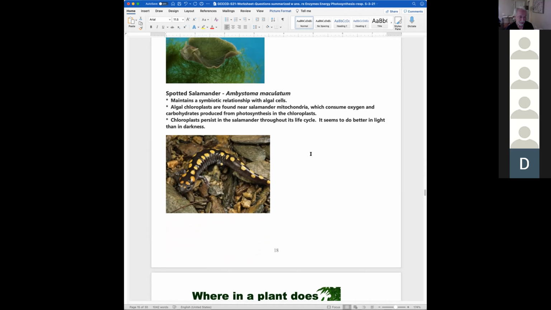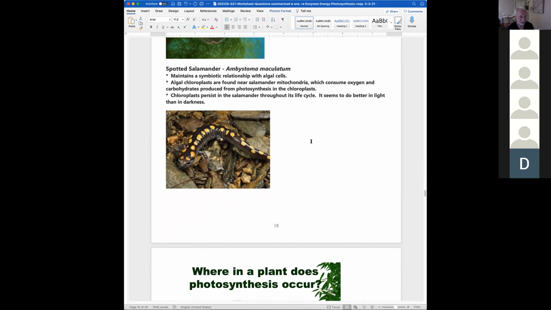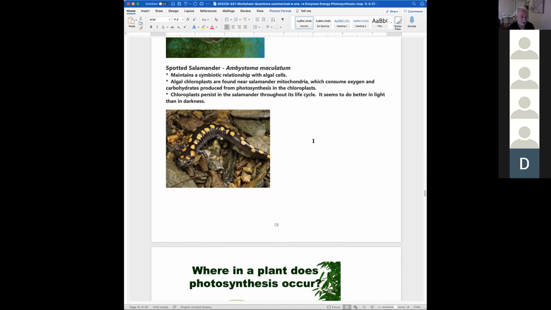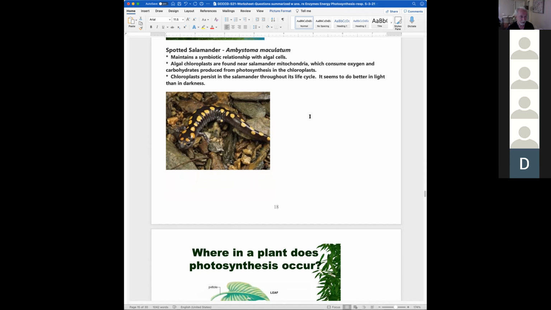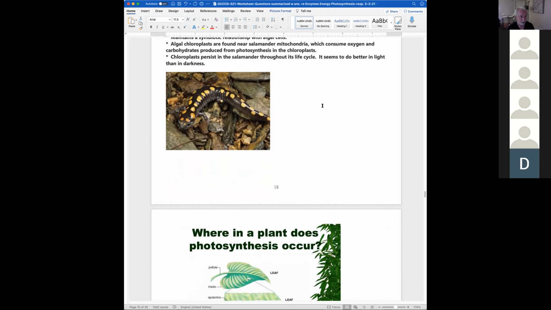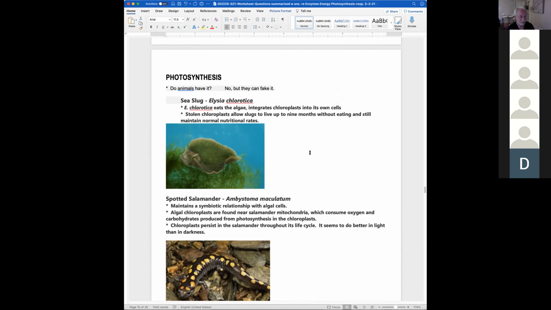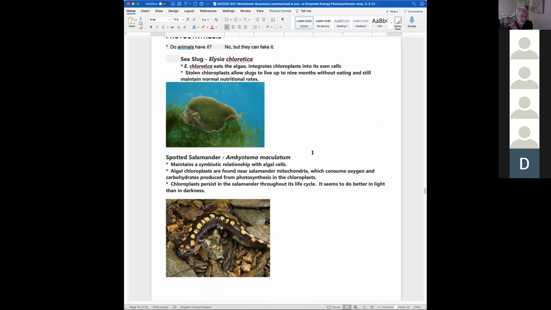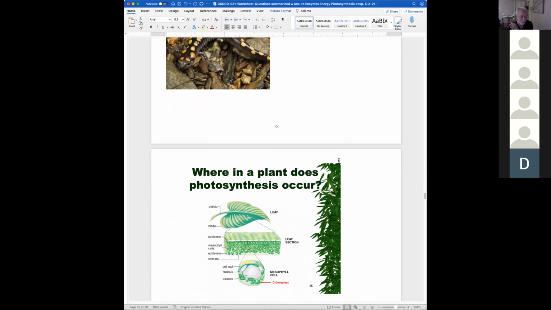From what I read, it's not really clear, but this salamander does better in the light than in darkness. In darkness, it can still eat, it doesn't need to be photosynthetic, but it seems to have a better quality of life if it has at least part of its day in the light. So in answer to your question, animals really don't have normal photosynthesis, but they can take advantage of photosynthetic cells.